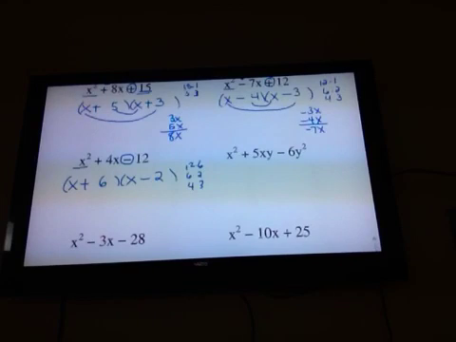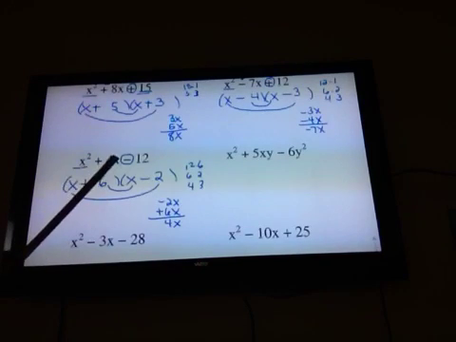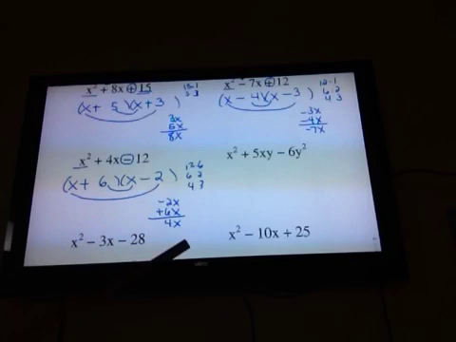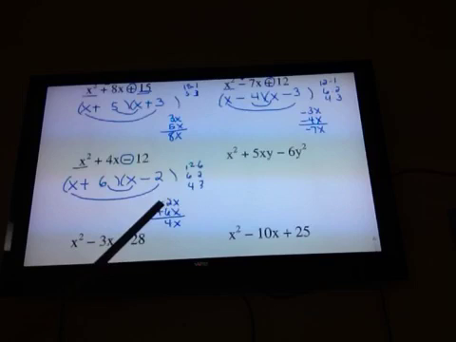And I check. Outer times outer, negative 2x. Inner times inner, positive 6x. Collect those together, I get 4x, that's what I'm looking for, so I'm right. Okay? You don't have to write these options down, I'm just doing that for notes. And you don't have to do this on paper, although you can. If you can do this part mentally, then go ahead and do it mentally. If you need to do it on paper, do it on paper.